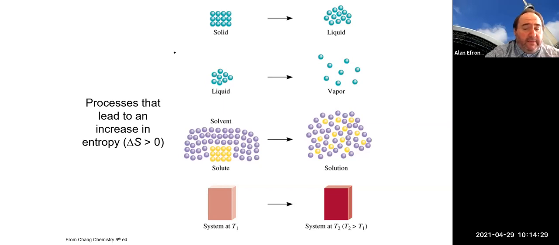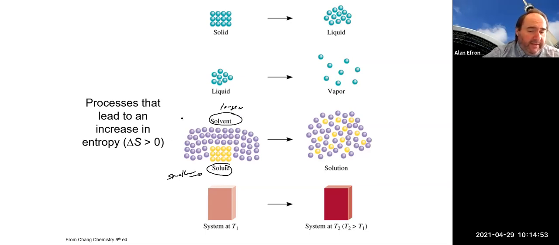We go from the liquid state to the vapor state. We're increasing a lot more of the disorder and craziness of things flying around. When we actually make a solution, right, there are two parts of a solution. We have our solute, which is the smaller part. We have our solvent, which is the larger part of a solution.